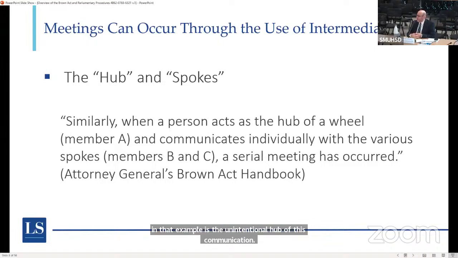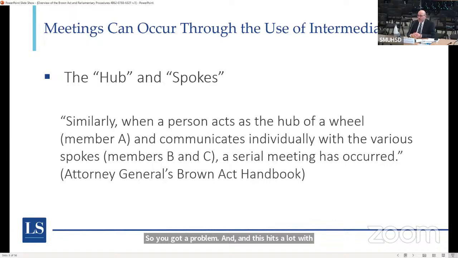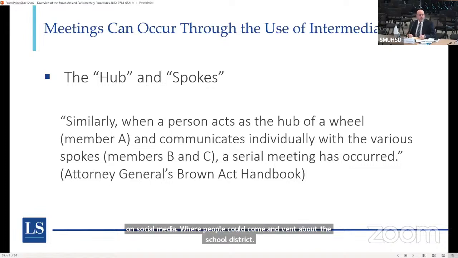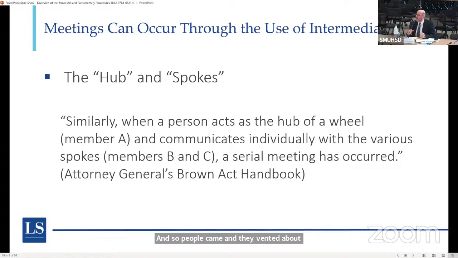And this hits a lot with social media. And you got to be really careful with social media. One of the examples I always use, just because it's a funny example from years ago, was a city decided to have, the city and the school district were fighting. The city decided to have a city hall meeting virtually on social media, where people could come and vent about the school district. And so people came and they vented about the school district, and 3 school board members came and watched. And 2 of them sat and said nothing. And a third put their thoughts defending the district on that social media exchange and signed their name as Fluffy Bunny 22. Fluffy Bunny 22.